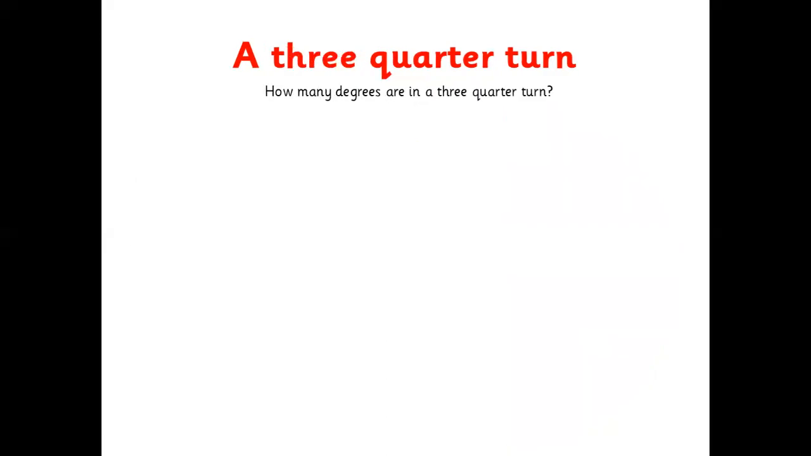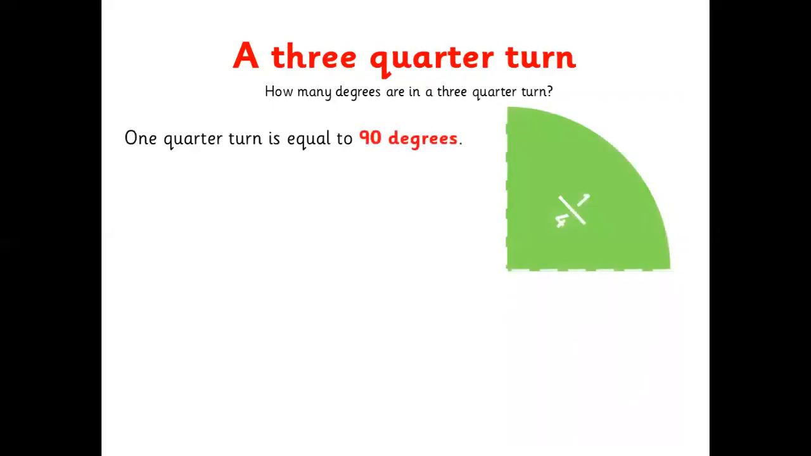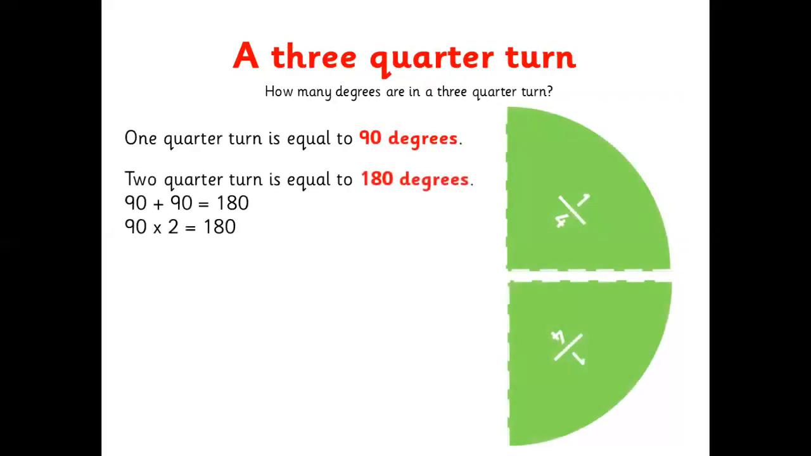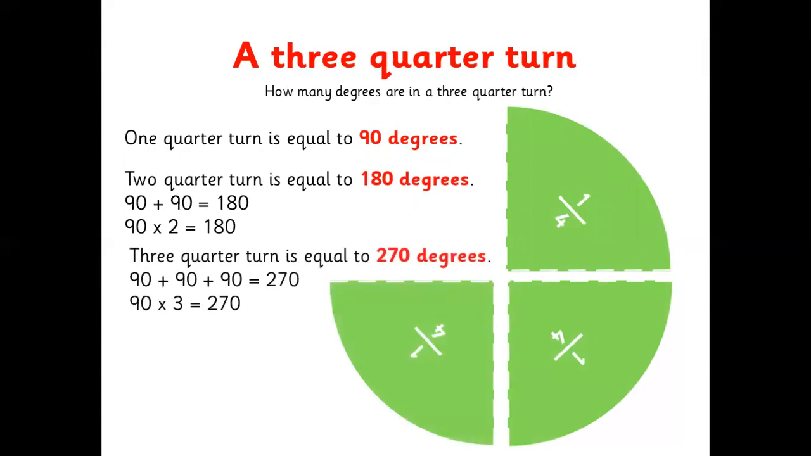Okay, let's look at a 3/4 turn. How many degrees are in a 3/4 turn? Can you think of a way that you could work this out? Well, if we know that there are 90 degrees in 1/4, 2/4 turn is equal to 180, because it's 90 add 90, or 90 times 2. So a 3/4 turn, we're adding on an additional 90 degrees. 90 add 90 add 90 is 270. Or you can think of it, 9 add 9 add 9, you know, is 27, and then put your zeros back in as placeholders.